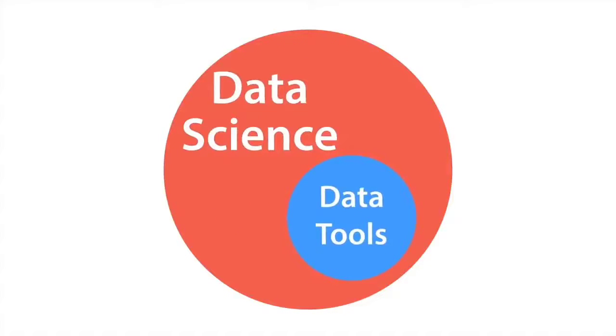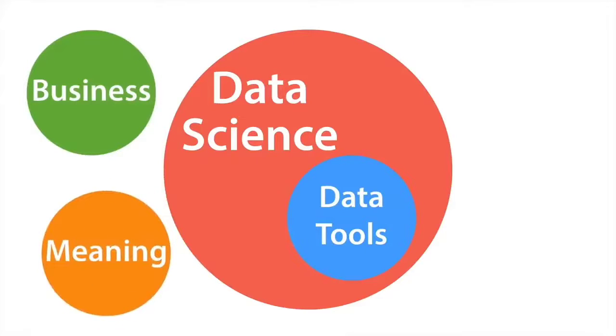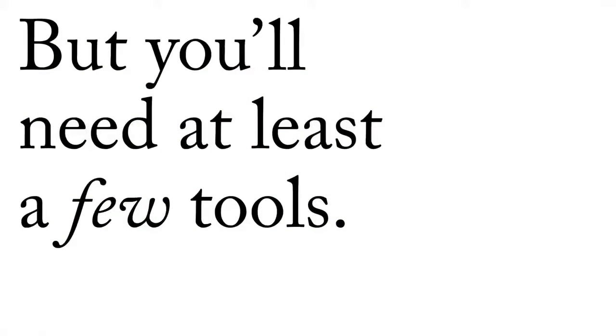Data tools are simply one element of data science, because data science is made up of a lot more than the tools that you use. It includes things like business knowledge. It includes the meaning making and interpretation. It includes social factors. And so there's much more than just the tools involved. That being said, you will need at least a few tools. And so we're going to talk about some of the things that you can use in data science if it works well for you.